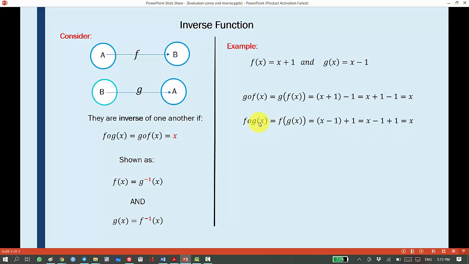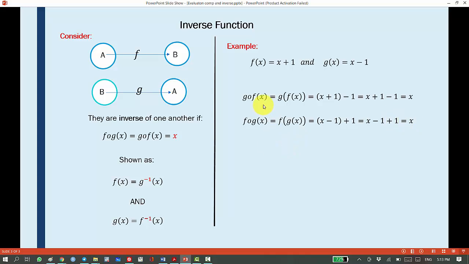The composition of f and g is f of g of x. What we do is, in the definition of f of x, we replace this x with g of x. Hence we get, instead of x, x minus 1, which is g of x, plus 1, which is equal to x minus 1 plus 1; minus 1 plus 1 is 0, so it is equal to x.